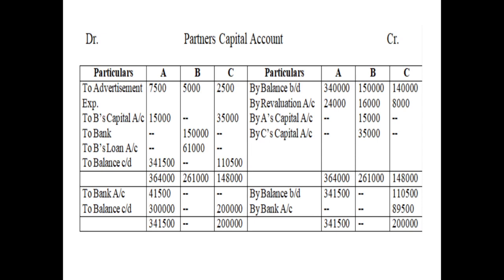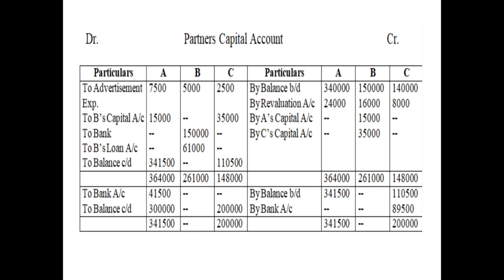After that, we have brought forward the closing balances of the remaining partners A and C, since the retiring partner's account is closed. So the closing balance was on the debit side, therefore we have transferred the opening balance on the credit side as by balance brought down.